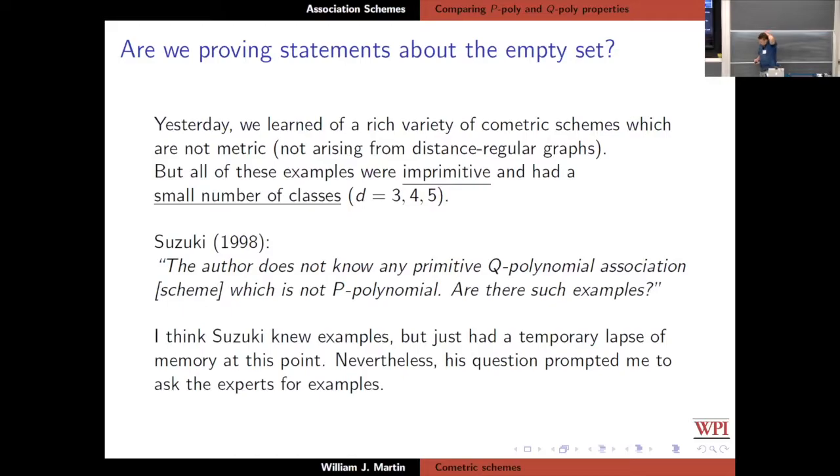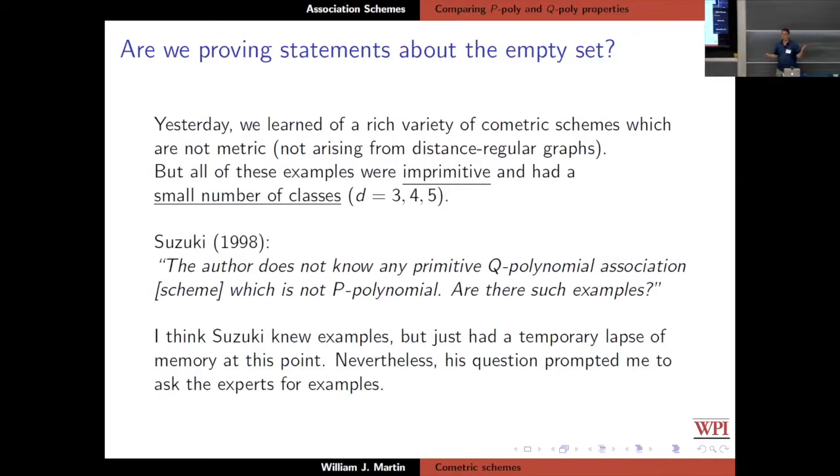I'm going to spend a lot of time tomorrow on Suzuki's two papers. Hirashi Suzuki published two papers back to back in 1998, one on imprimitive Q-polynomial schemes and another one on multiple orderings of Q-polynomial association schemes. And at the end of the paper, Suzuki says the author does not know any primitive Q-polynomial schemes which are not P-polynomial. I think he did know, it just didn't occur to him.